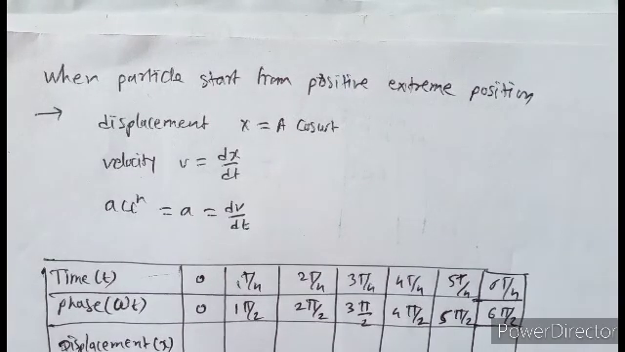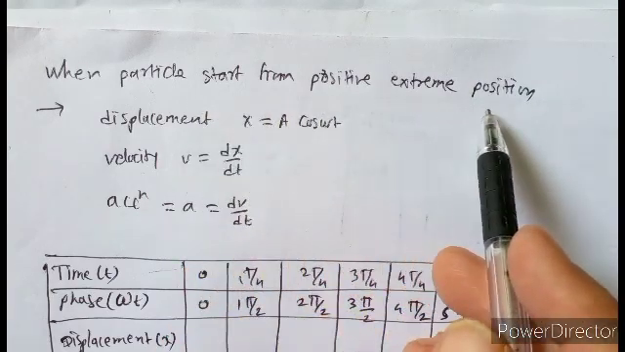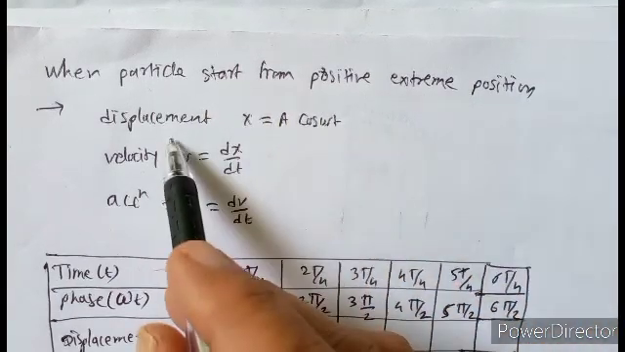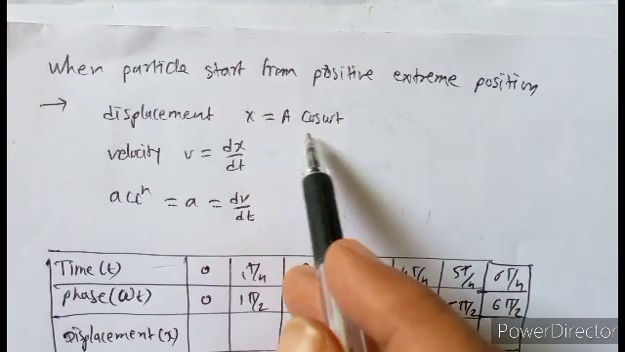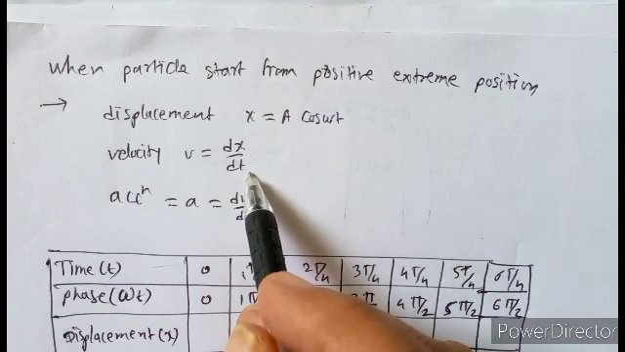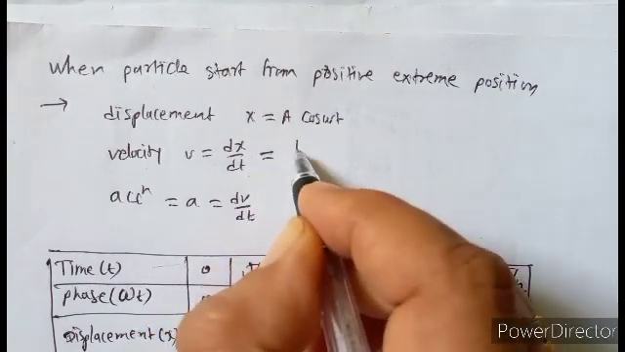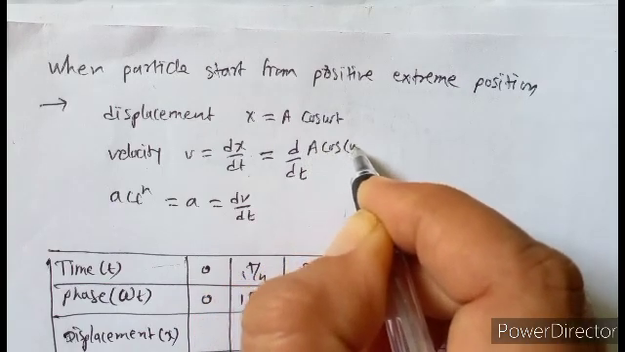Graphical representation of SHM, that means graphical representation of displacement, velocity, and acceleration of a particle performing linear SHM. When the particle starts from extreme position, we know the displacement is x equal to a cos of omega t. Velocity is nothing but rate of change of displacement. Now find the derivative of displacement by substituting its value, a cos of omega t.